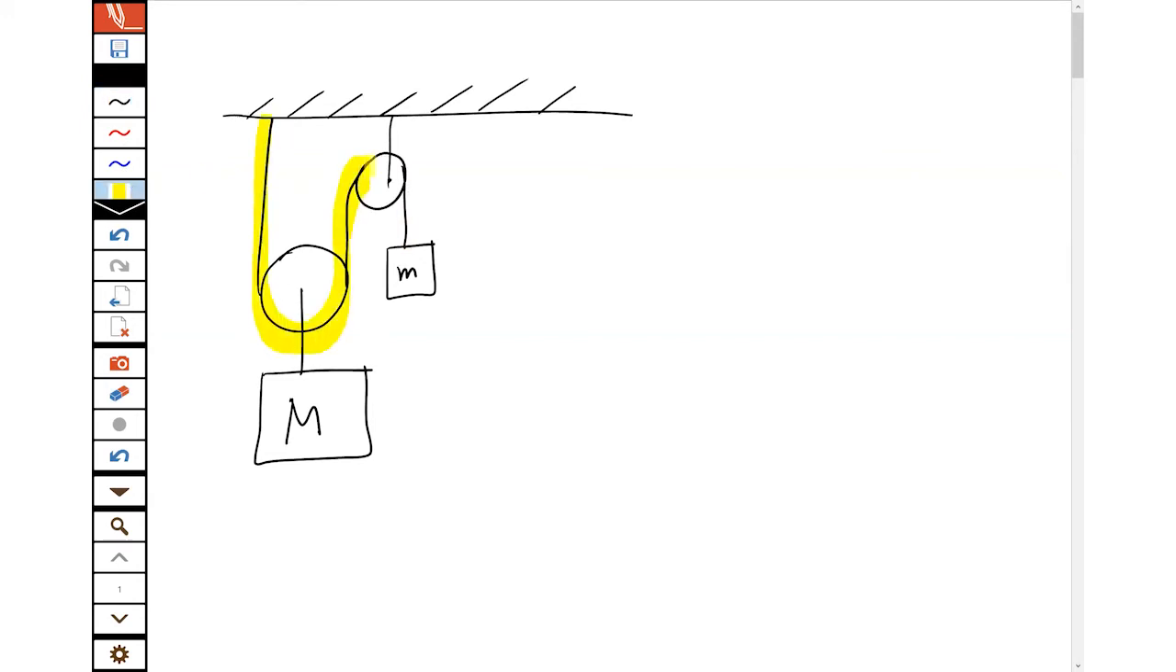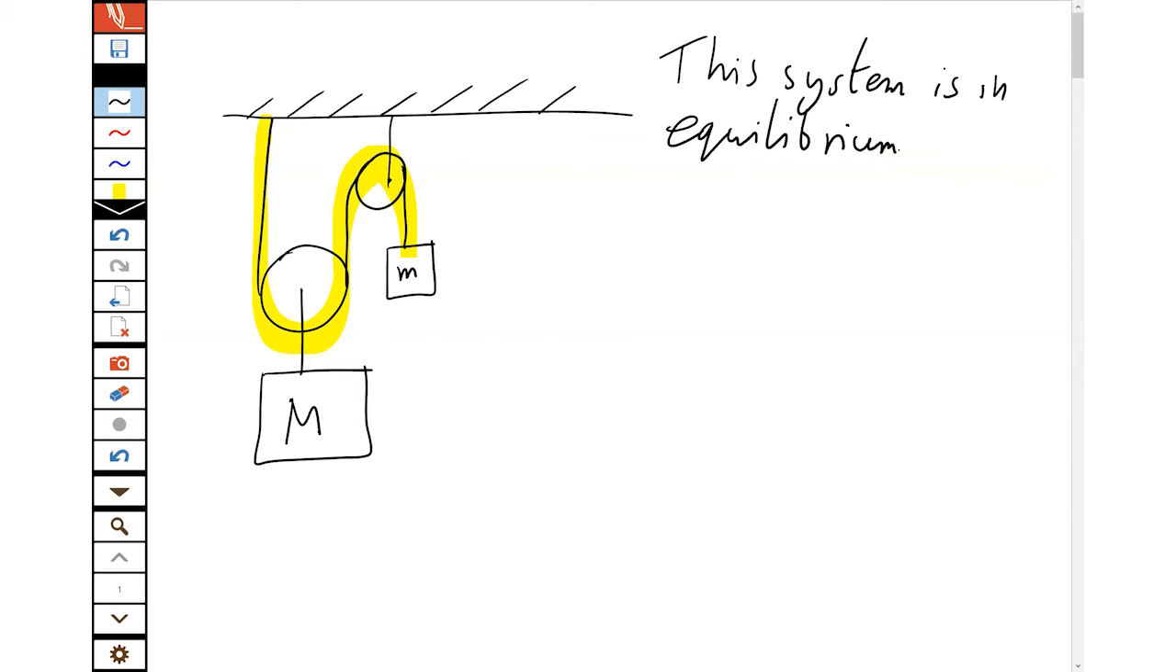Seamless editing there, as you can see. So this system is in equilibrium. State M large in terms of small m. Well, you get a thing like that, you just break it up into words.